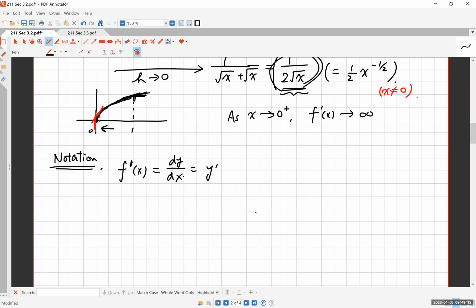dy dx, this expression has its own usefulness and meaning, which I will explain in just a second. You could also write this as d dx of y or d dx of f. Okay, I'll explain this in a moment as well. So here's the picture. Let me draw a picture here.